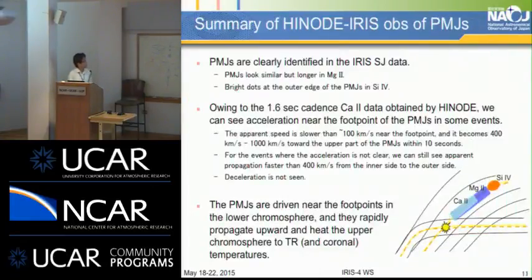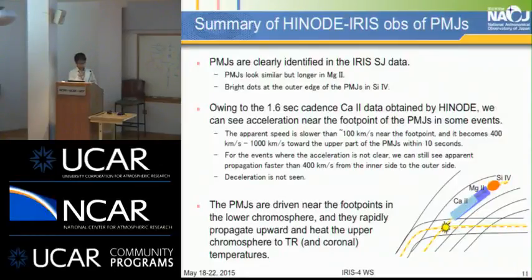Okay, this is a summary of the Hinode IRIS observation of the penumbral microjets. Penumbral microjets are clearly identified in the IRIS slit-jaw data. In the magnesium II, the shape looks very similar, and the silicon IV brightenings, bright dots, are associated with the outer edge of the penumbral microjets.